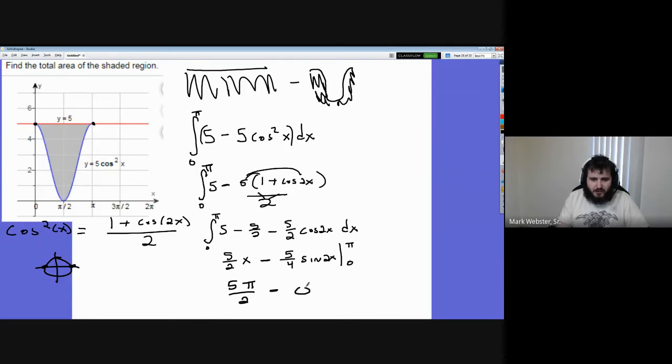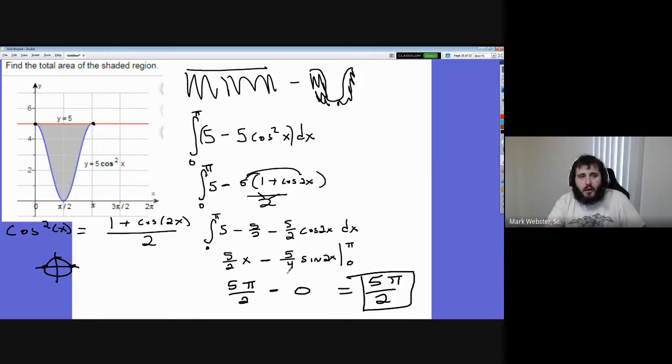It's great. So our answer here is 5 pi over 2. And that's all. So this minus this part, we're left with 5 pi over 2. All right, let's move forward.